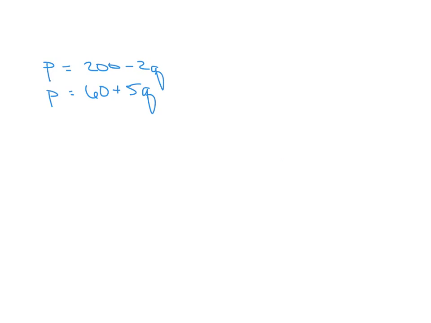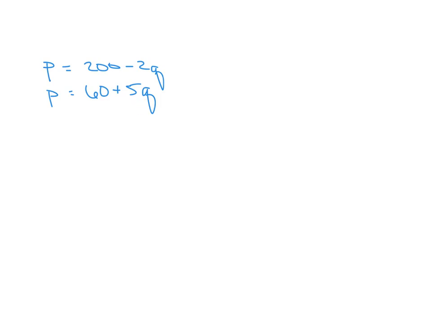So A is relatively easy. We take the first one, and for P, we put in $140 and solve for Q. And that gives us how many units are supplied. And then we do the same thing with this one. We put 140 in here, and that gives us how many units are demanded. So for A, the number of units supplied is 30. The number of units demanded is 16, which means we have too many.